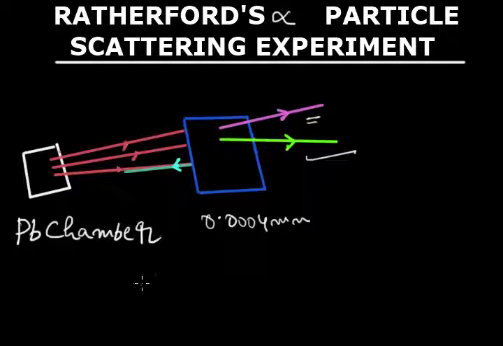only 1 out of 20,000 alpha particles will deviate through an angle of 180 degrees. That is, the alpha particles strike the gold foil and come back through an angle of 180 degrees. This is the whole thing about Rutherford's alpha particle scattering experiment, and with the help of this experiment, Rutherford concluded about the structure of the atom.